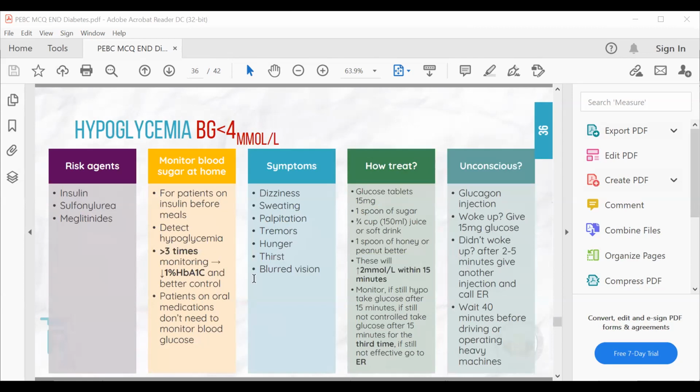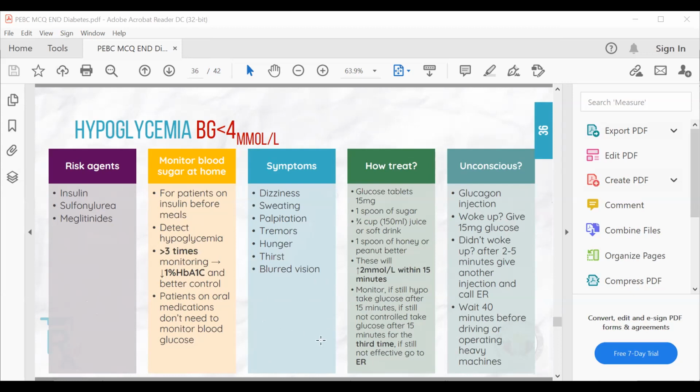Okay. The risk of hypoglycemia is when the blood glucose level is less than 4. The risk factors are insulin, sulfonylureas, meglitinide. We talked about that. We need to monitor the blood glucose. And the symptoms of hypoglycemia, we have dizziness, sweating, heart racing, tremors, hunger, thirst. If the patient is in hypoglycemia, the patient might be conscious or unconscious.